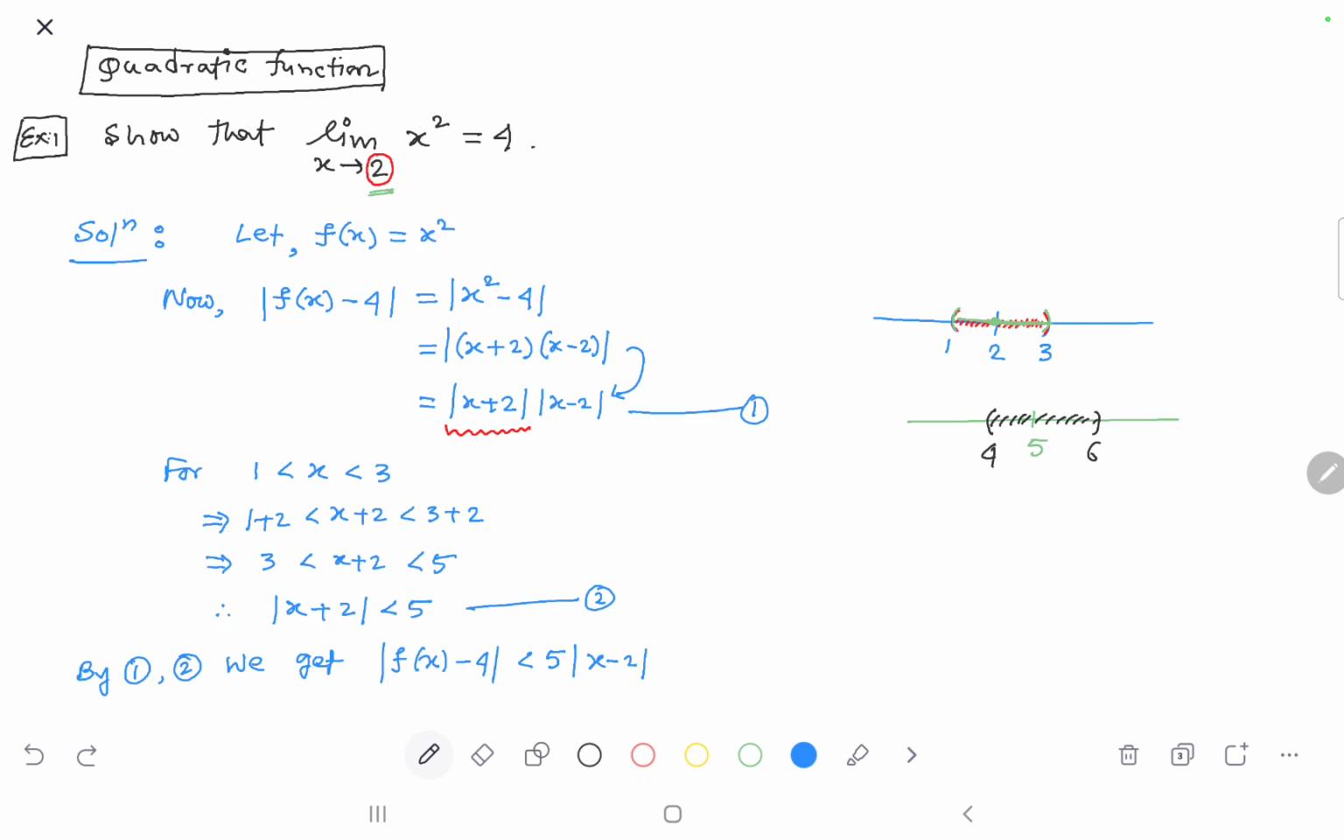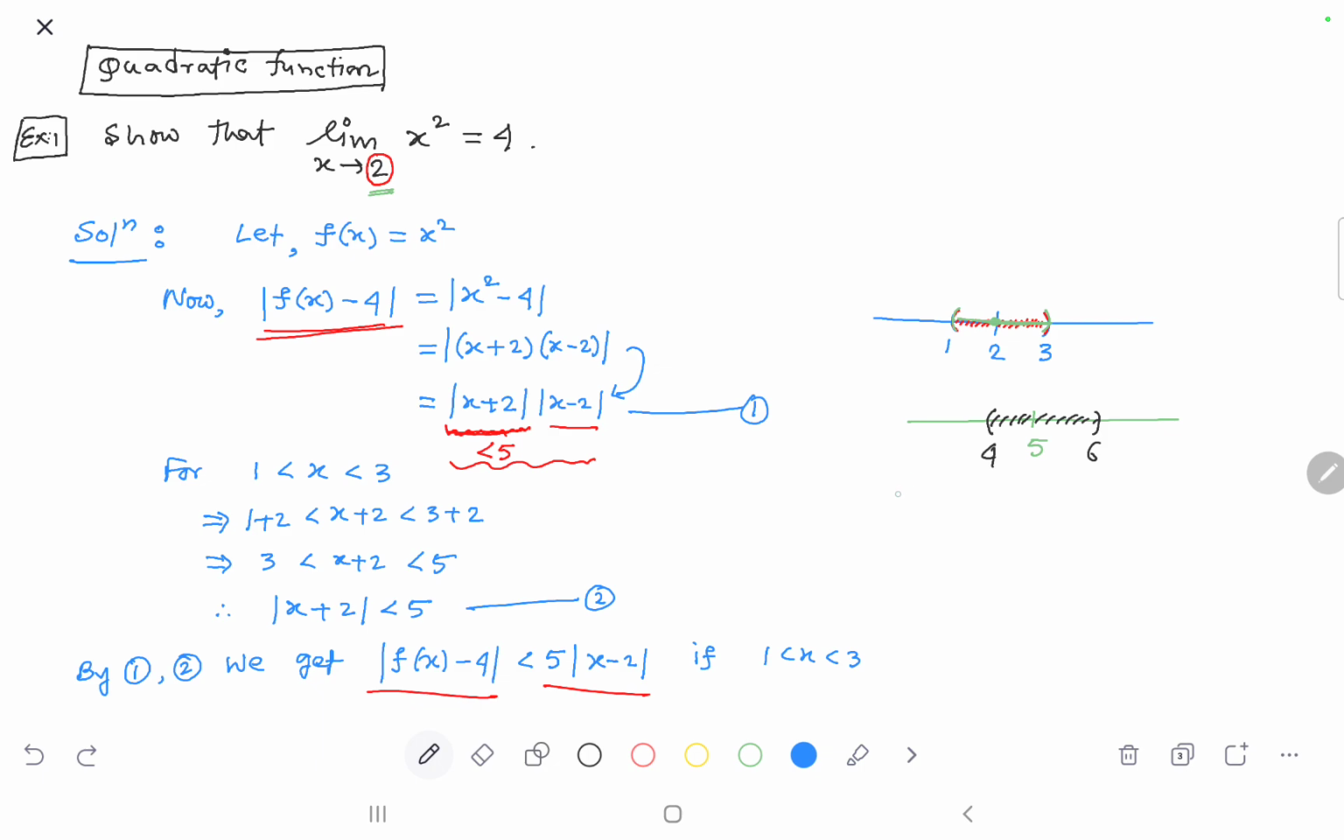Mayan, is it clear? If 1 less than x less than 3. Is this clear? Yeah, fine. Because this is less than 5. This expression equals this into this, and this is less than 5. So this expression is less than 5 into the absolute value of x minus 2. Right? Okay, Mayan, clear? Yeah, fine.